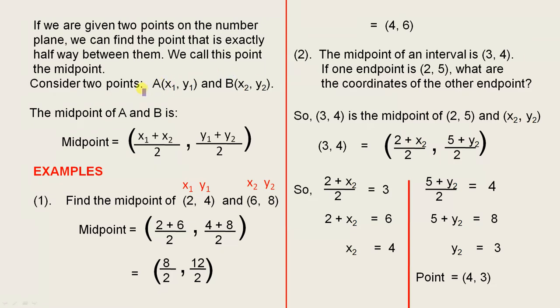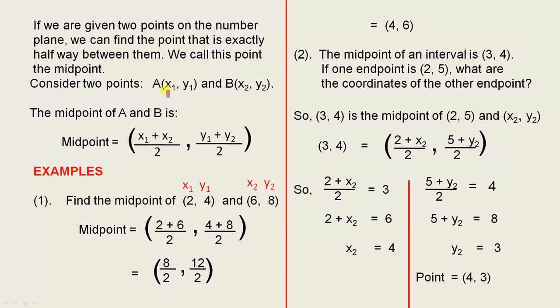Let's consider 2 points. The first point is A, which has coordinates (x1, y1). And the second point is B, which has coordinates (x2, y2). The midpoint of A and B is ((x1 + x2)/2, (y1 + y2)/2).